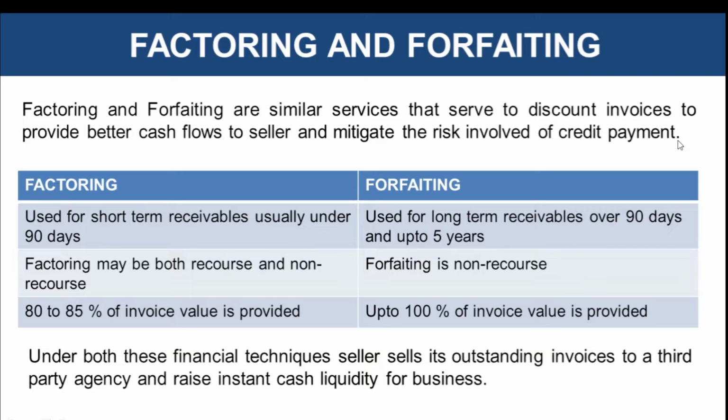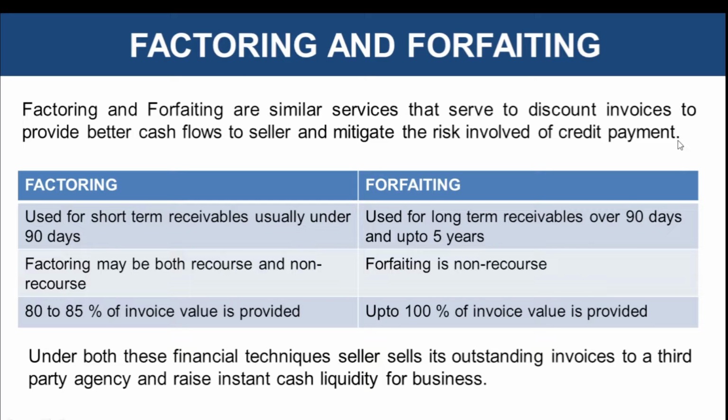So both of these are financial services which are provided by a third-party agency. The third-party agency in case of factoring is known as a factor, and in case of forfeiting is known as a forfeiting agency. Now let's take an example. Suppose there is a seller, there is a buyer, and then there is a third-party agency which can be a factor or a forfeiting agency.